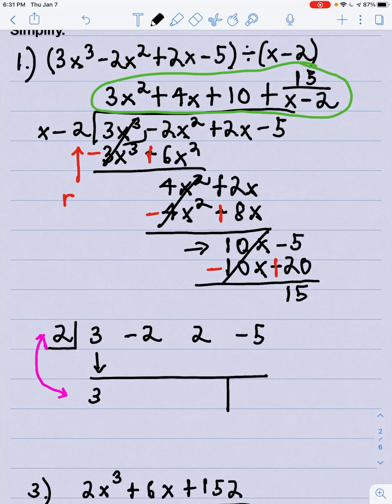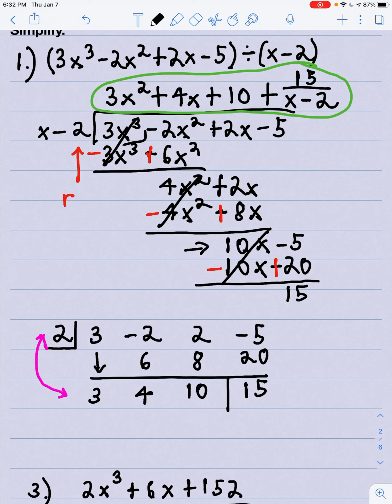There we go. 2 times 3 is 6, and I'm going to write that under the second coefficient. And then I add, and negative 2 plus 6 is 4. And now I repeat the process. I take the 2 in the half box times the 4 I just got, that's 8. And then I add that column, and 2 plus 8 is 10. And then I multiply one more time. 2 times the 10 is 20. And when I add, I get a remainder of 15.